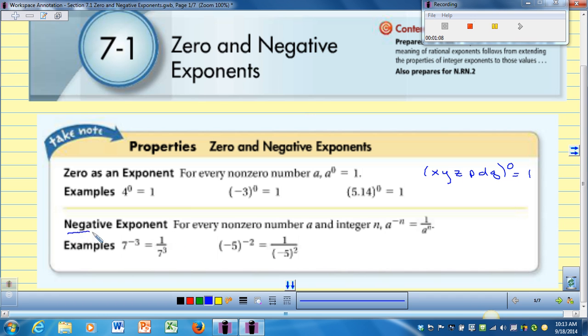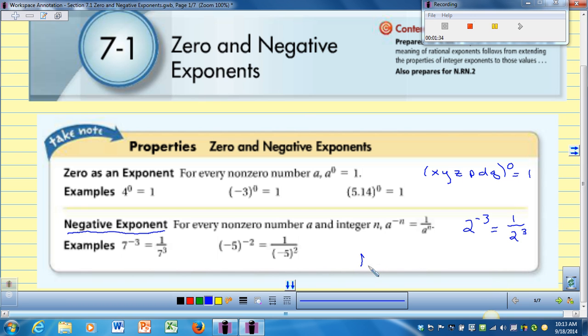This causes the most trouble with exponents out of all of our rules. And the rule is for every non-zero a and integer n, if I have a to the negative n, so if I have something like 2 to the negative 3, it does not mean you put a negative in front of anything. It means 1 over 2 to the positive 3.